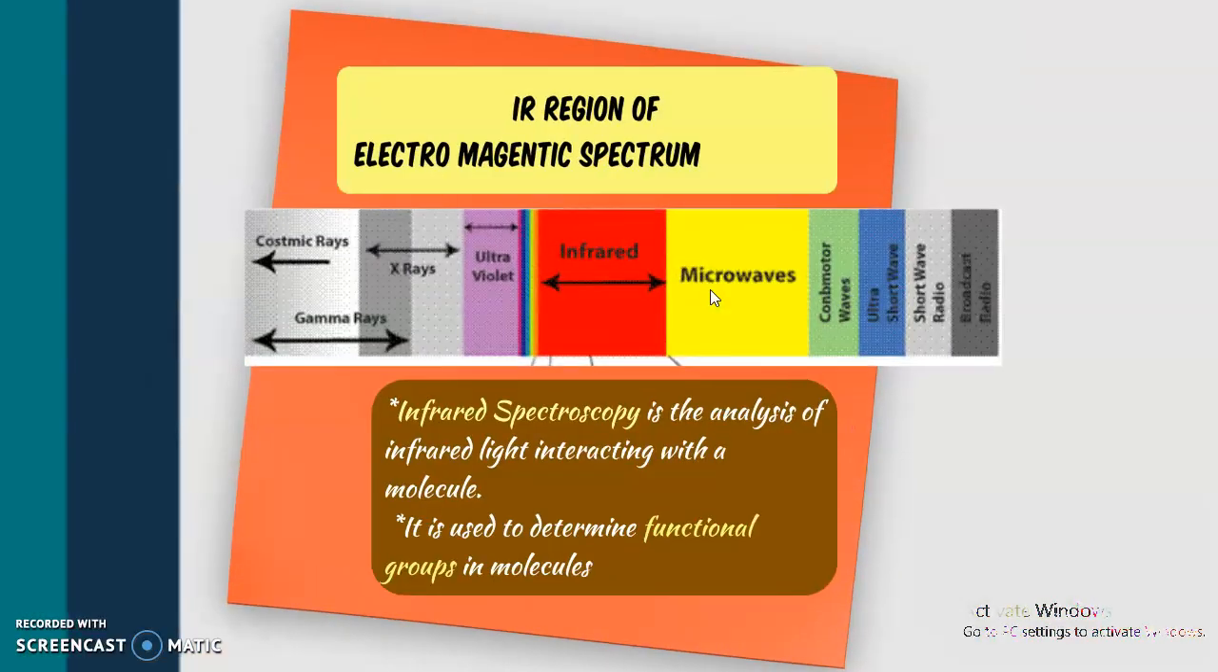When we talk about these electromagnetic radiations, in between cosmic rays, gamma rays, X-rays and UV, you can see a red colored portion which is the infrared region. So infrared spectroscopy talks about the electromagnetic radiations of the infrared region. Infrared spectroscopy is the analysis of infrared interacting with a molecule. And what is it used for? A very important thing: it is used for determination of functional groups in molecules.